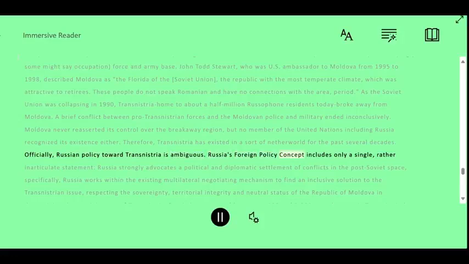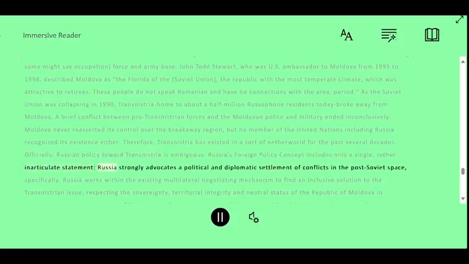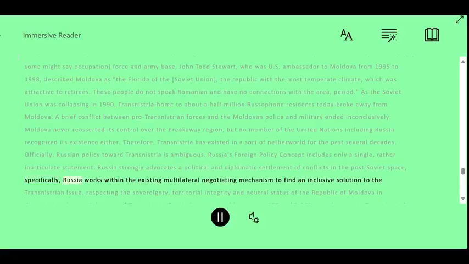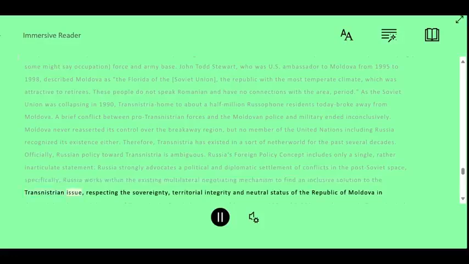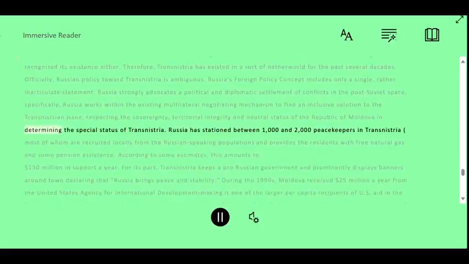Russia's foreign policy concept includes only a single, rather inarticulate statement: Russia strongly advocates a political and diplomatic settlement of conflicts in the post-Soviet space. Specifically, Russia works within the existing multilateral negotiating mechanism to find an inclusive solution to the Transnistrian issue, respecting the sovereignty, territorial integrity, and neutral status of the Republic of Moldova in determining the special status of Transnistria.